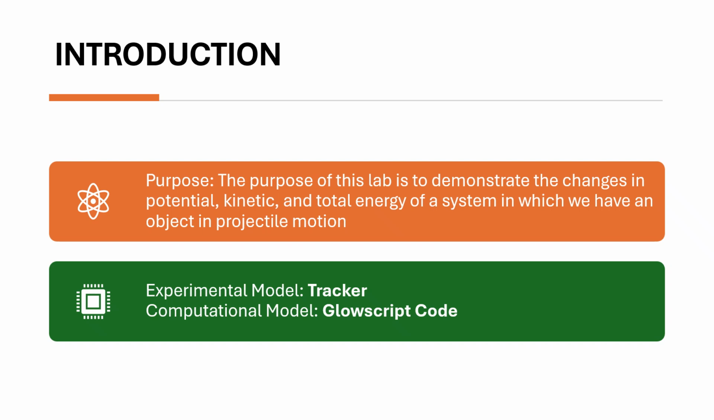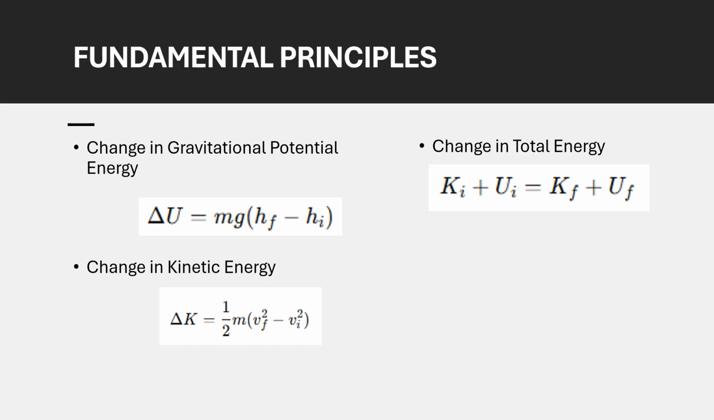The purpose of this lab was to demonstrate changes in potential, kinetic, and total energy of a system in which we have a mass in projectile motion. In order to create the experimental model, I used the Tracker app, and in order to create the computational model, I used GlowScript code.